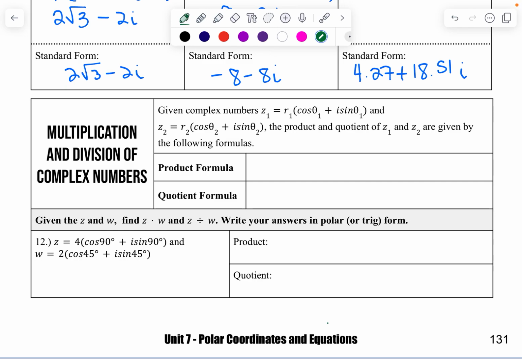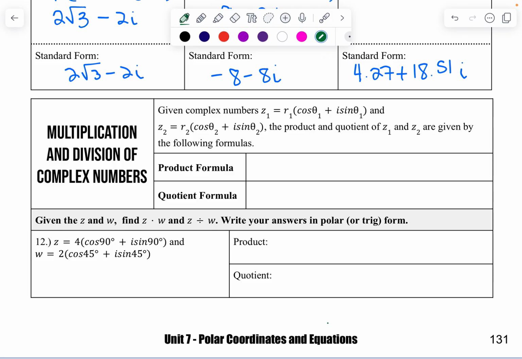Multiplication and division of complex numbers. So if we're given the complex number z sub 1 equals r sub 1 times cosine of theta sub 1 plus i sine of theta sub 1, and z sub 2 equals r sub 2 times cosine of theta sub 2 plus i sine of theta sub 2, the product and quotient of z sub 1 and z sub 2 are given by the following formulas.